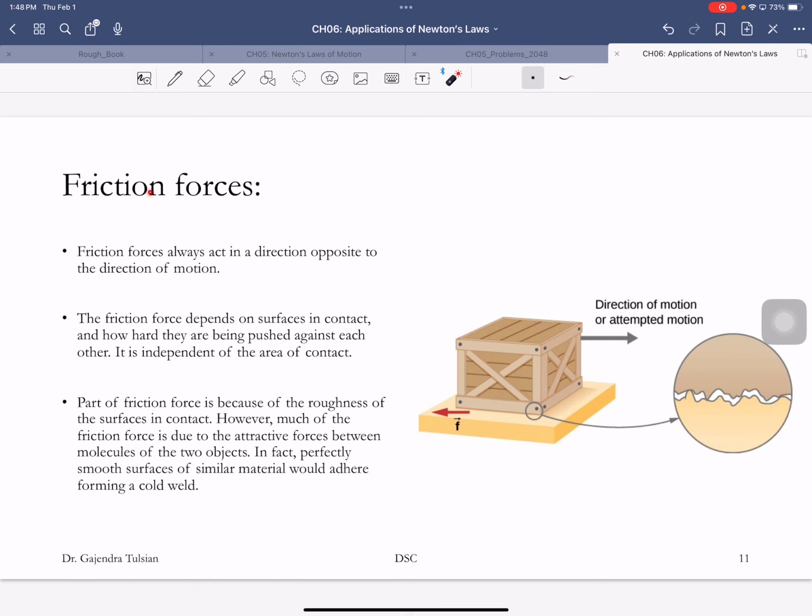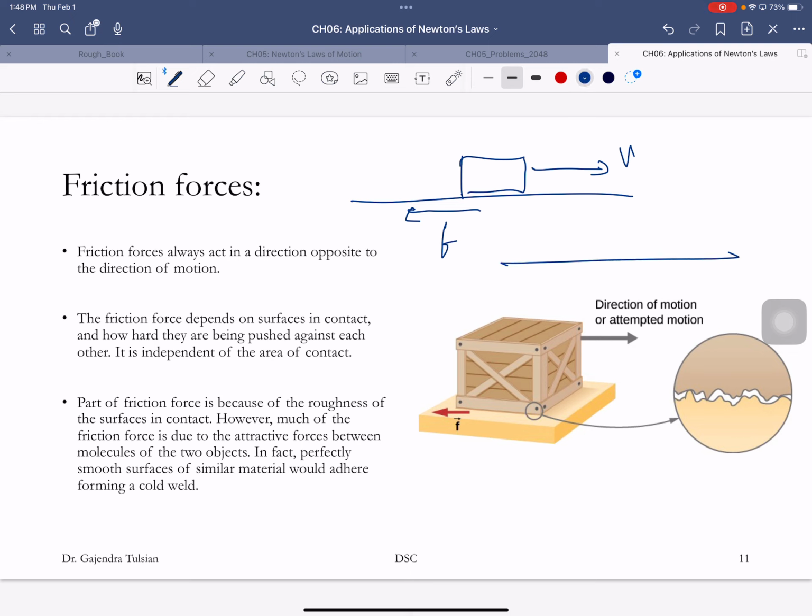Friction is the force that arises when two solid objects that are in contact with each other try to move relative to each other. So here's a box sitting on the floor. If you try to move it in this direction, the friction force will be in that direction, and friction forces are denoted by little f. And the same object, if you move it in this direction, the friction force is opposite. So the friction force is always in the direction opposite to the direction of motion.